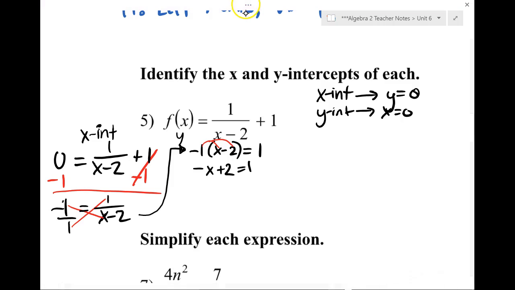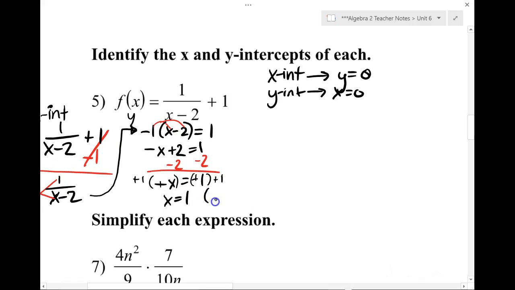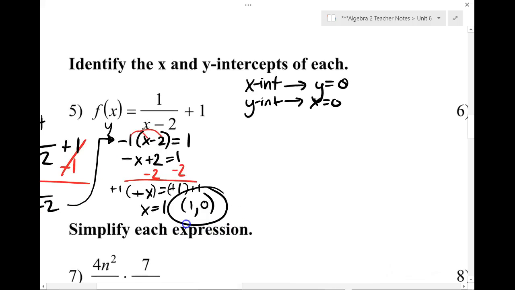And then we're going to isolate x. So we're going to subtract 2 from both sides. And then we have -x equals 1 minus 2, which is -1. And what I'll do is I'll multiply both sides times -1 to cancel out that negative. And now everything becomes positive. So now x equals 1. And our x-intercept is x equals 1. And we know that y is 0. Okay. Now for our y-intercept.